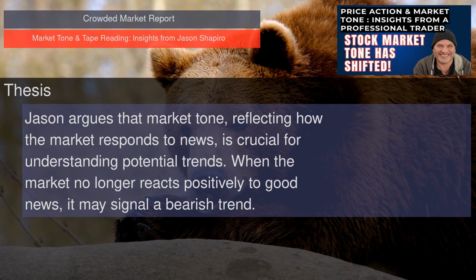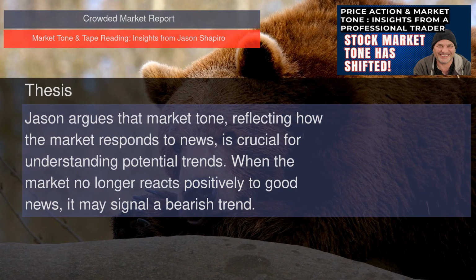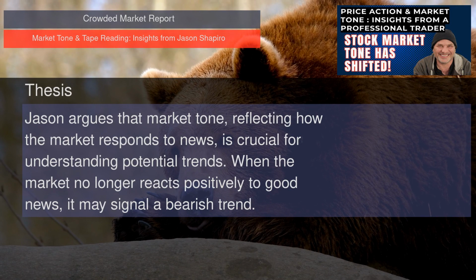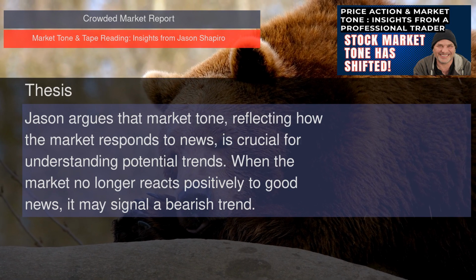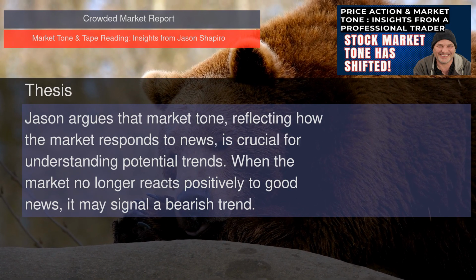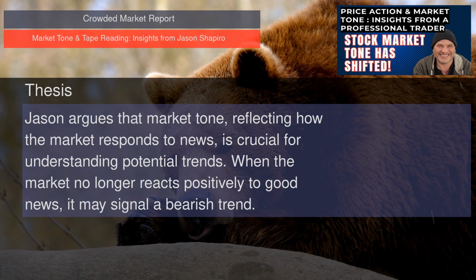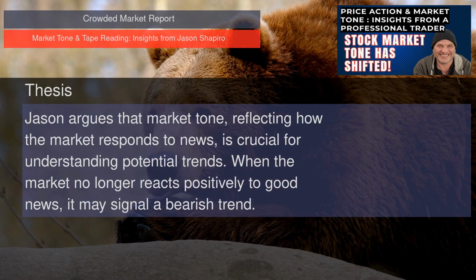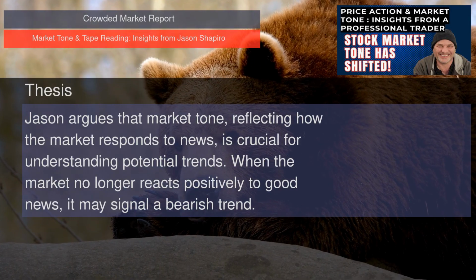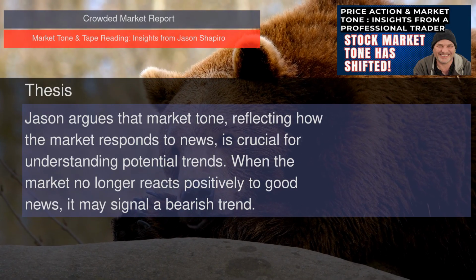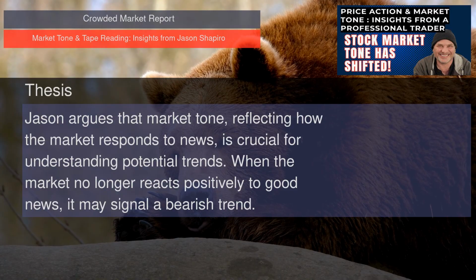What's Jason's main thesis about market tone? He posits that a shift in how the market reacts to good news can indicate a bearish trend, raising concerns for traders. That sounds like a critical observation. What evidence did he provide for this? He noted recent economic data that typically leads to positive market reactions, but instead resulted in a swift decline.